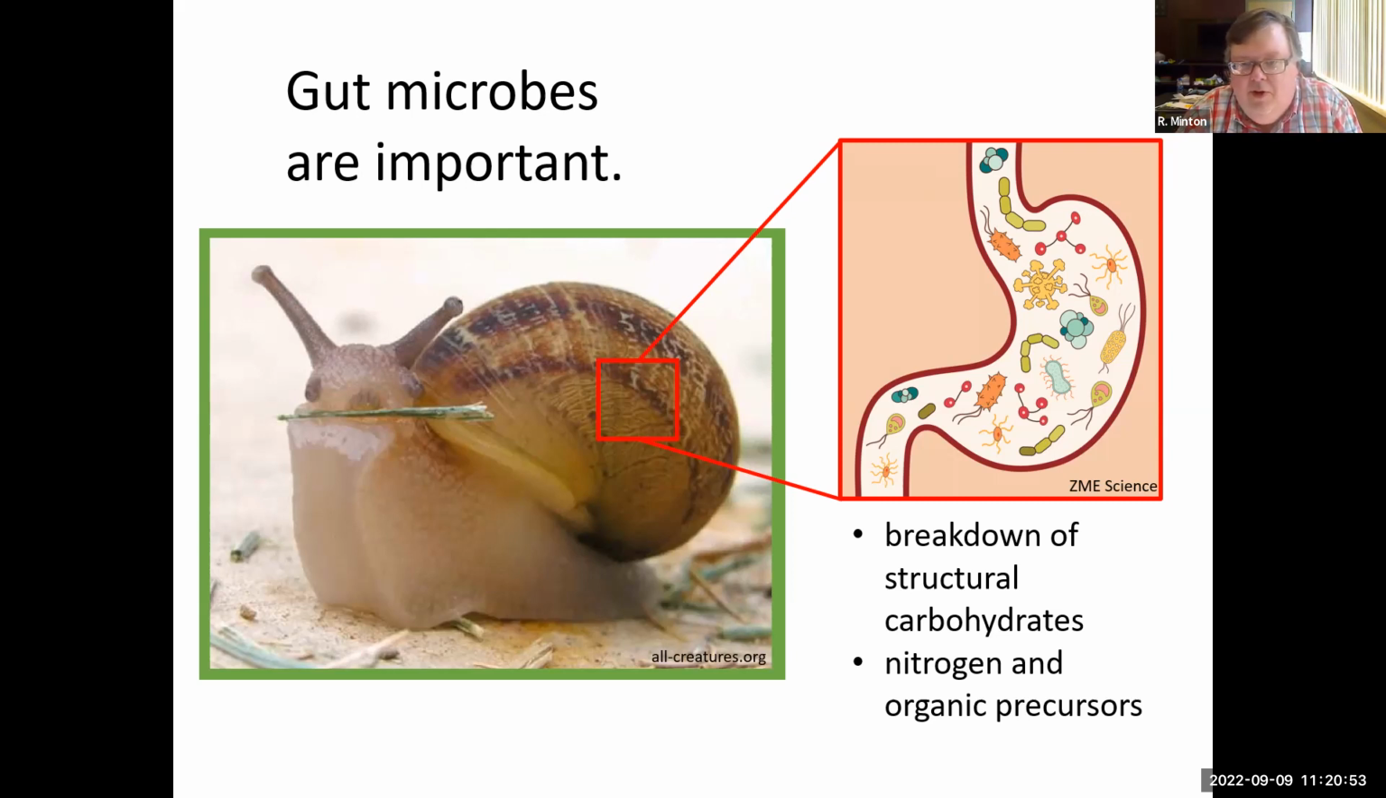So we know that gut microbes are important in a variety of different organisms. We hear a lot about our gut microbiome, and there's a huge pharmaceutical and over-the-counter industry on such. If you were a snail like this little one here, your gut microbes would be very important for two main things. The breakdown of structural carbohydrates. Many snails are grazers, scrapers. They're eating a lot of plant material, whether dead or alive. And nitrogen and organic precursor production that the snail can't produce by itself. So we know that these microbial communities are important in the gut.